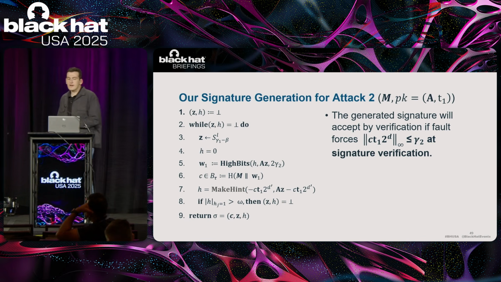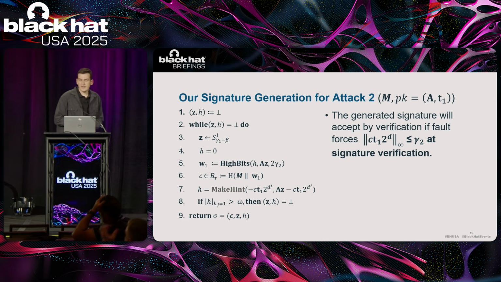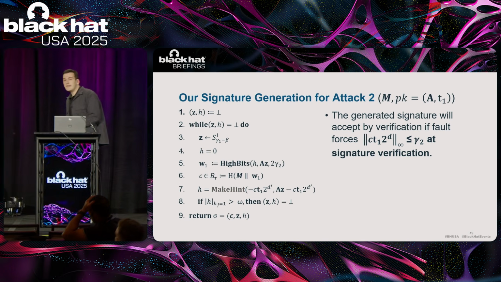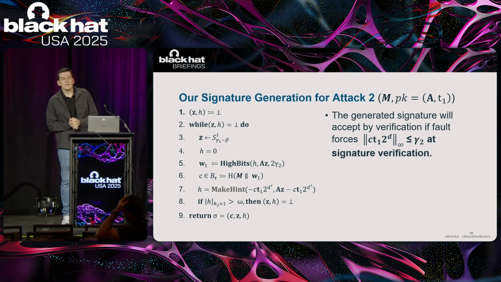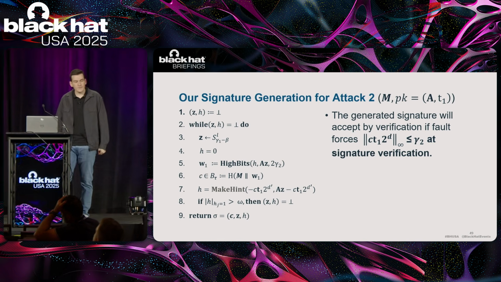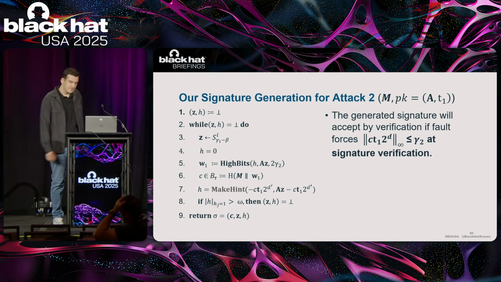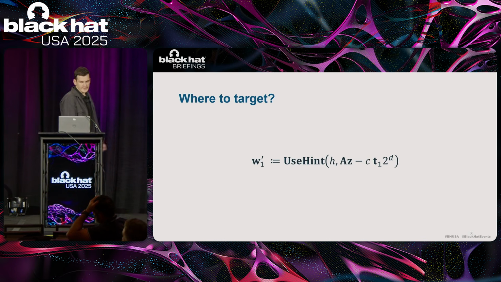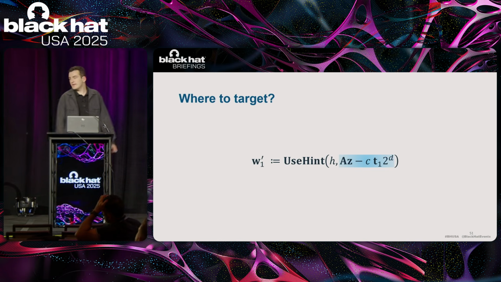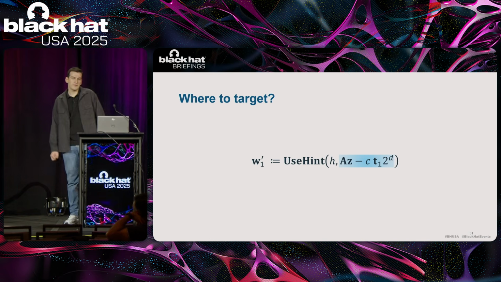And the same for attack 2, we modify it a little bit. You can use this generation algorithm to sign your arbitrary message with a public key. And then if you can set the value of c·t1·2^d smaller than gamma 2 at the verification with a fault, then it will also accept your signature as valid. So let's check where we can target at the verification. We are only going to target the calculation of Az minus c·t1·2^d.